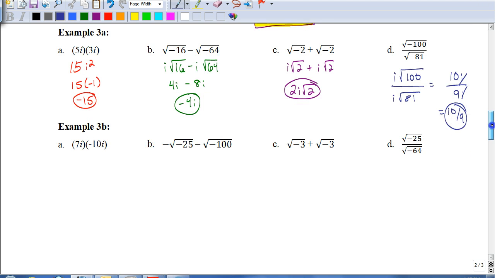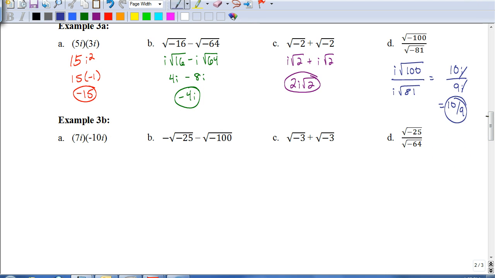Okay, I want you guys to try these next 4 examples. So I want you guys to pause the video, try these next 4 examples, and hit play when you're ready to check your answers. Okay, so let's check to see what you did here.